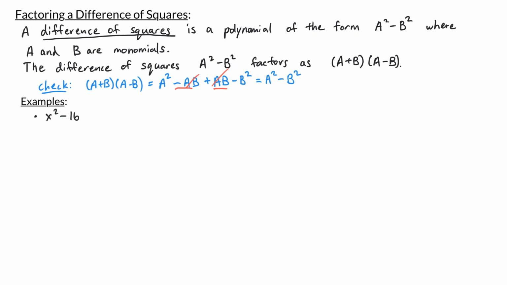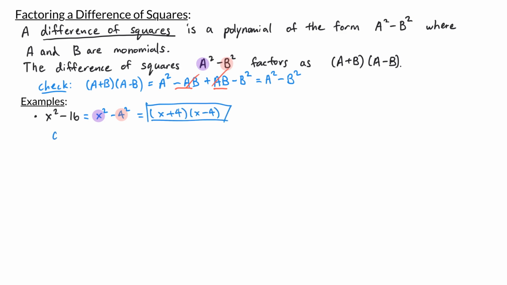In our first example, we want to factor the polynomial x squared minus 16. This is a difference of squares because we can write this as x squared minus 4 squared. We have the difference of two squares. So in the difference of squares factorization, we start off with a squared minus b squared. In our problem, the a is the x and the b is the 4. This factors as a plus b times a minus b. So here, this is going to be x plus 4 times x minus 4.